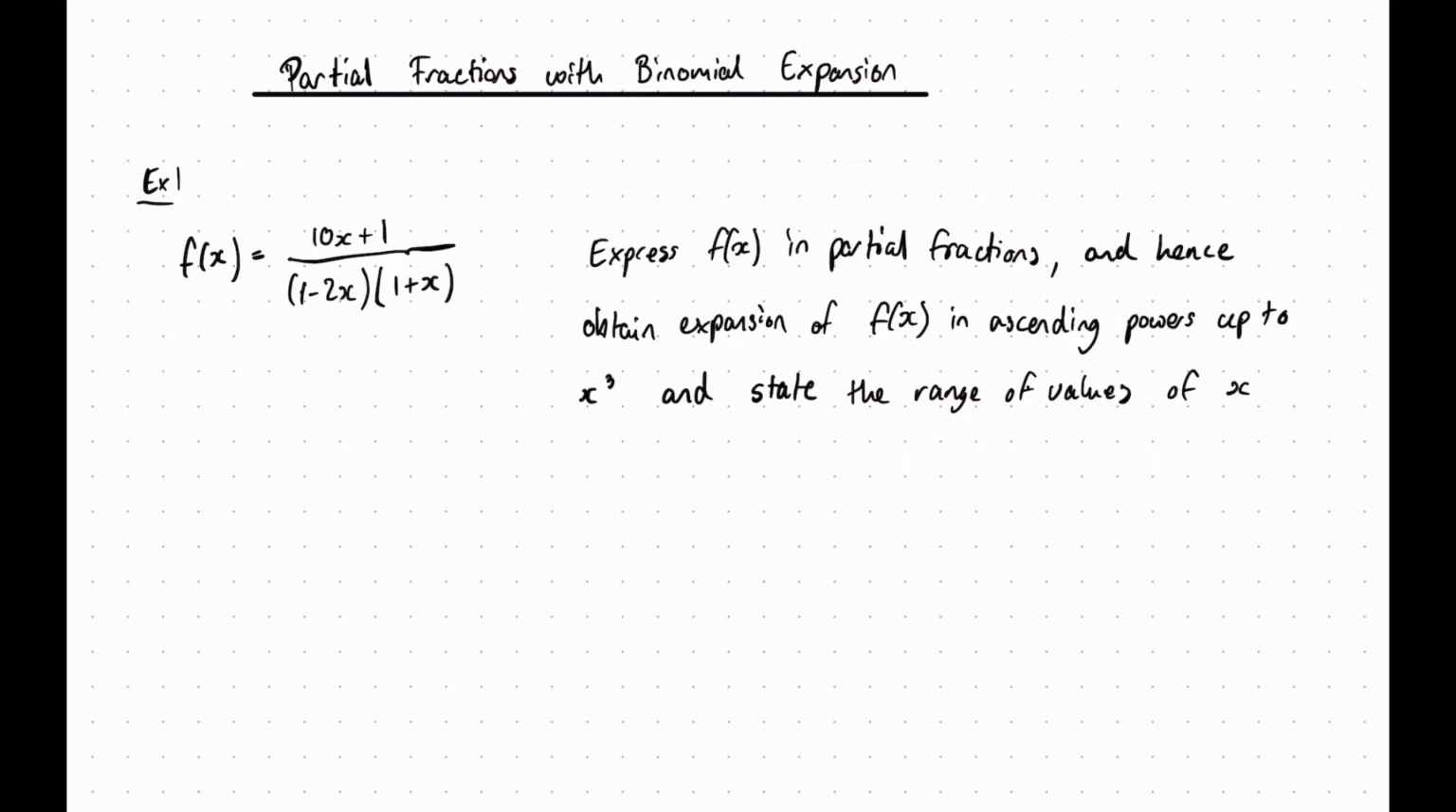If it says express f of x in partial fractions and hence obtain an expansion of f of x in ascending powers up to x cubed, and state the range of values of x, well, obviously do what it tells you to do. Find the partial fractions and then expand it, okay? I'm not going to go through the steps of the partial fractions because we've spent a couple of lessons already doing that. So you'd go through your normal process of doing f of x, your A over 1 minus 2x plus B over 1 plus x. You'd do all that, okay? It's on page 179.